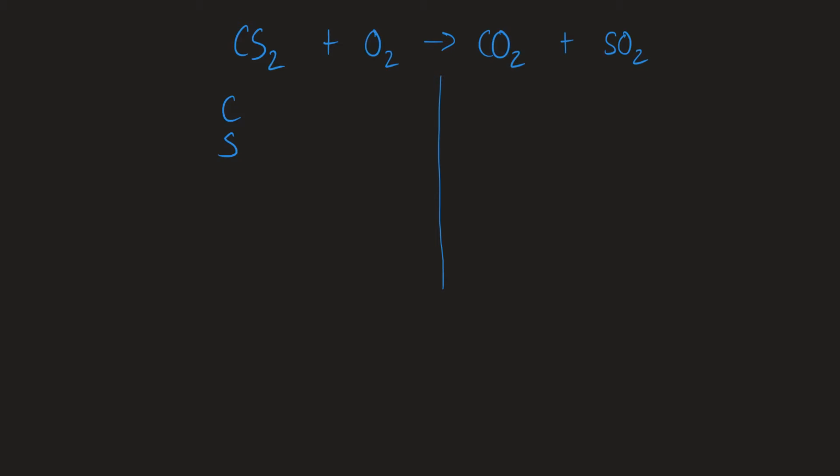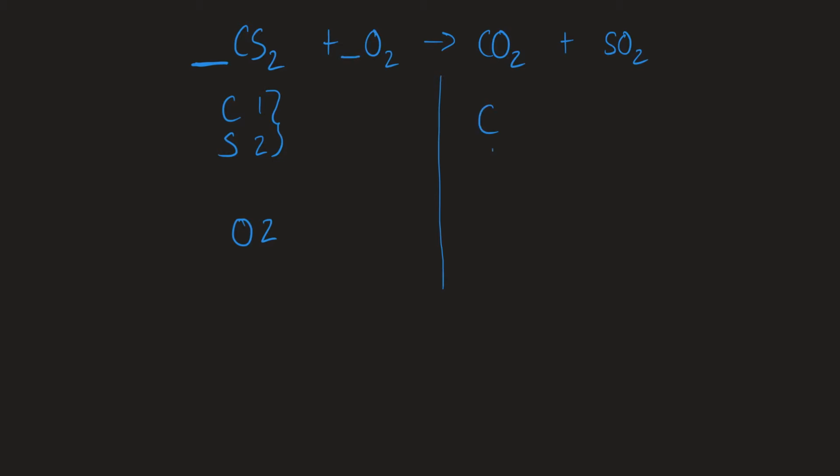I've got carbon and sulfur together in a compound. So there's 1 carbon, 2 sulfur. I'm going to put the bracket around it because it is in 1 compound, because whatever coefficient I put out in front is going to affect both the carbon and the sulfur. There's also oxygen on the reactant side. There's 2 of them.